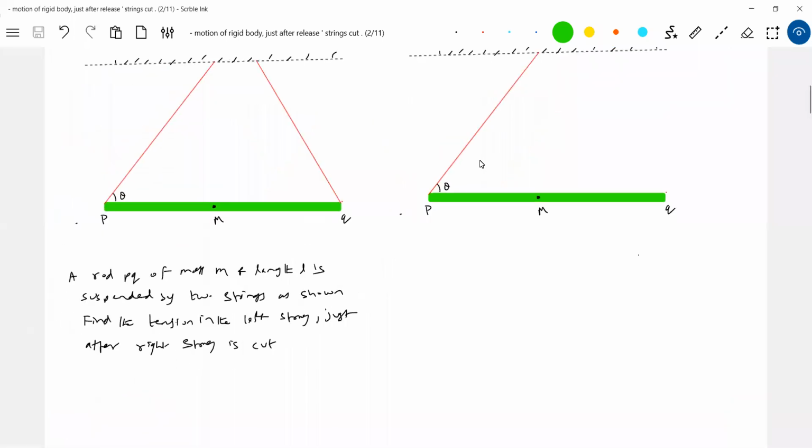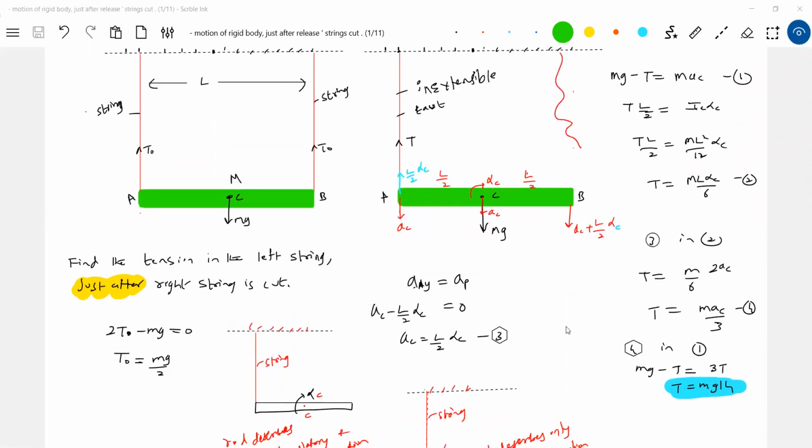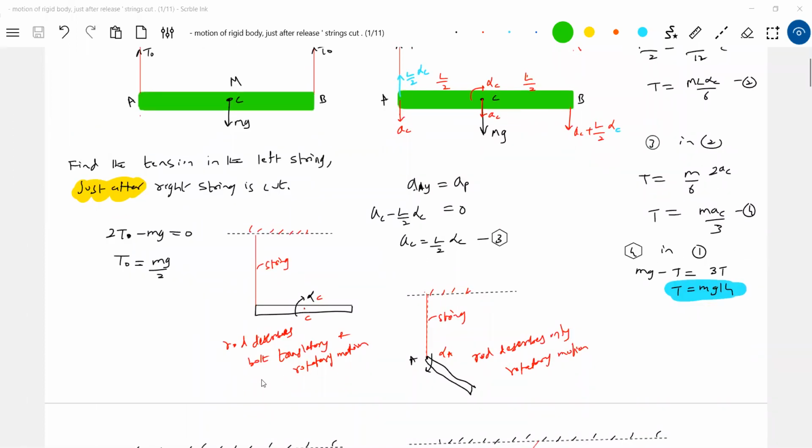Read the question, no? How come this is fixed axis rotation? I think that things are different, you know. After some time, it's not having both the translatory and rotating motion. I think I'm showing here. You should look at this. Both having translatory and rotating motion. What about here? Only rotating motion.